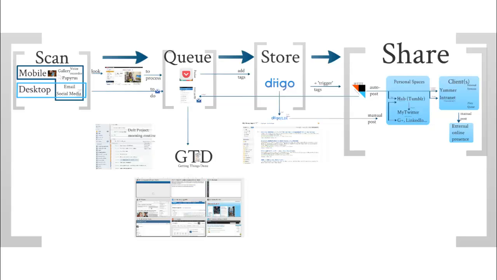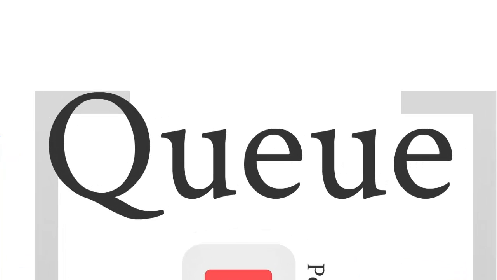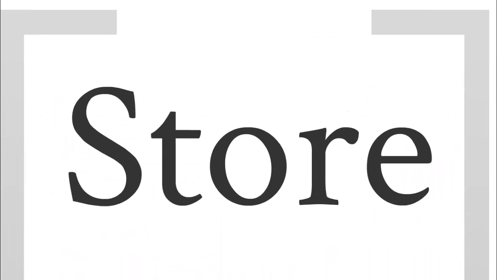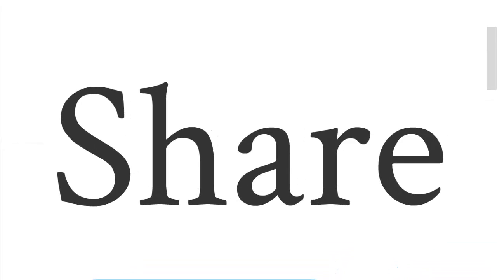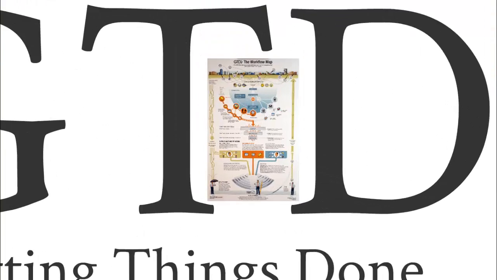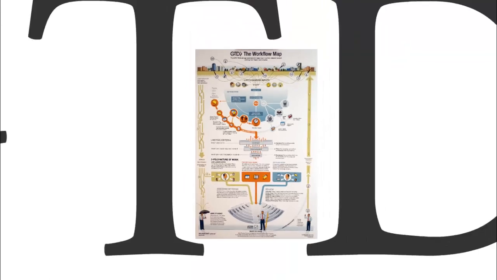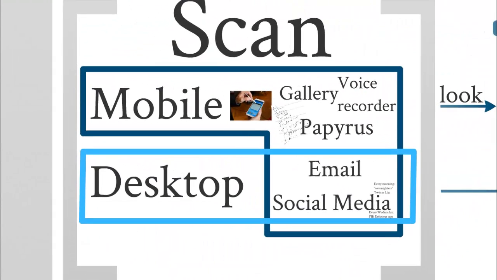It's basically, we've got 4 major processes. There's scan, put stuff into queues, store it, and share it. And all of that underpinned by a process. I use GTD, Getting Things Done. I mean, I've read the book, right? I don't do anything as sophisticated as this wonderful infographic. Mine's got a really rough and ready approach, but it works for me. Everybody has their own system. Anyway, the thing is that the first phase is to scan stuff.